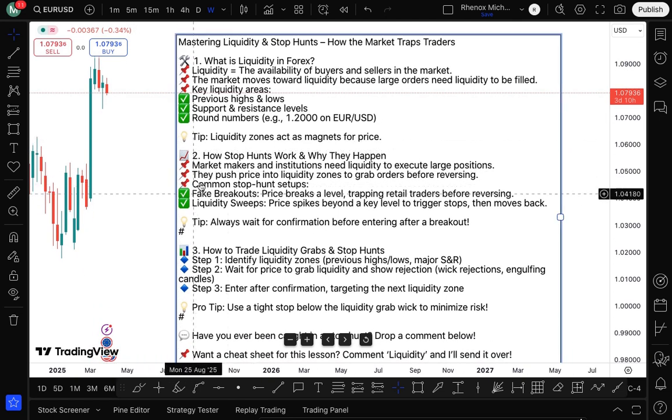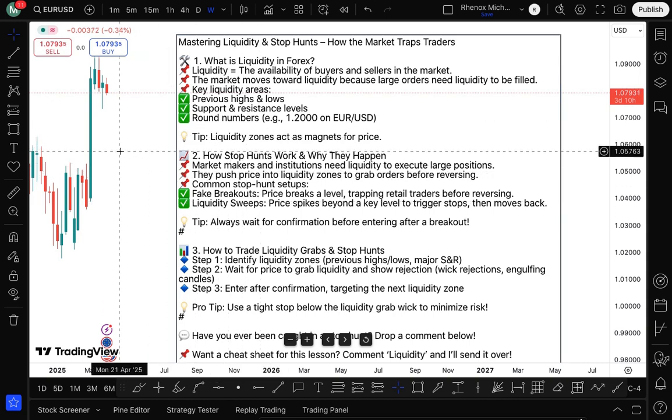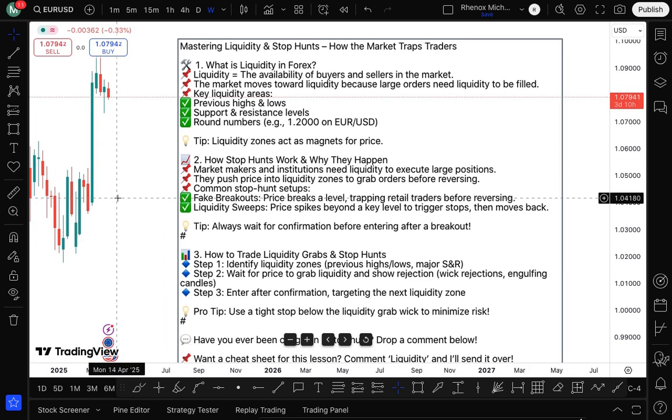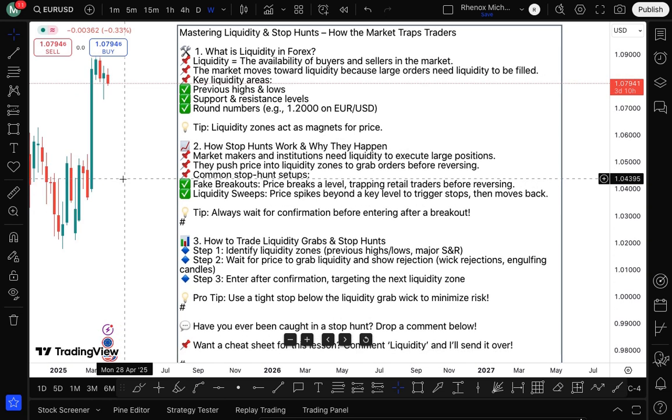Okay, a tip for you guys: liquidity zones act as magnets for price. Price seems to be drawn to those liquidity areas multiple times in the market. That's a way for you to find those liquidity zones.